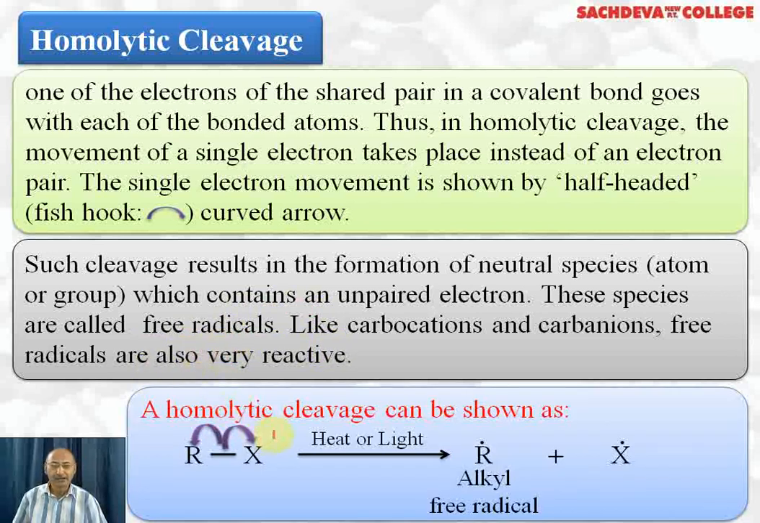Let's take up homolytic cleavage. How do we show homolytic cleavage? This compound is RX, and here we are supplying heat or light. So the bond breaks in such a manner that one electron goes to X, another electron goes to R. So we get an alkyl free radical and a halide free radical. The result of homolytic fission is the formation of free radicals where each group or atom takes one electron, which is in excited state because these are formed by absorption of heat or light, and that is the reason that free radicals are highly reactive.